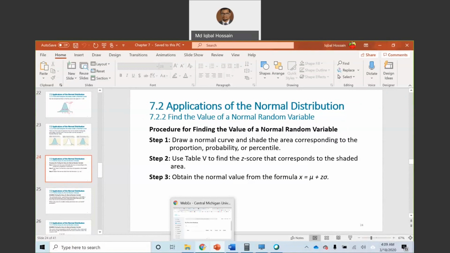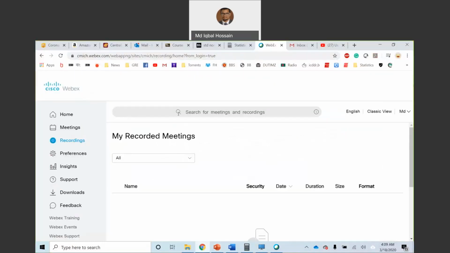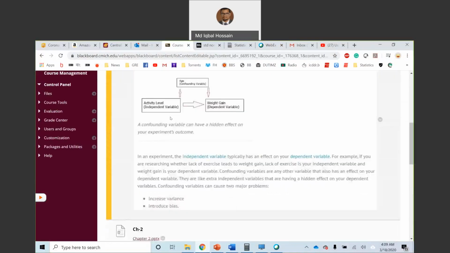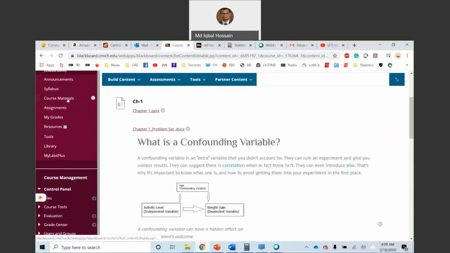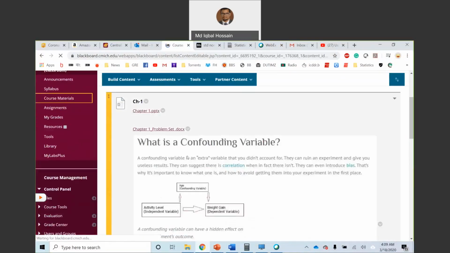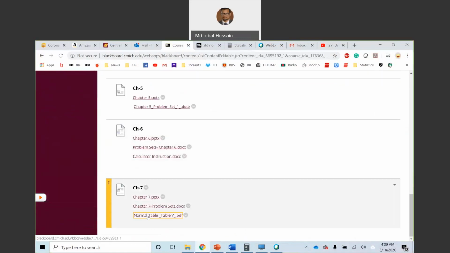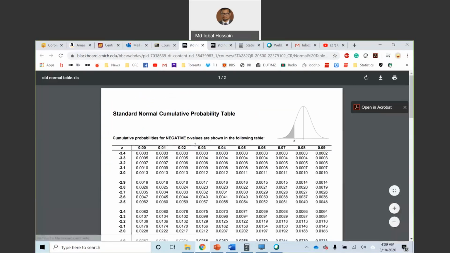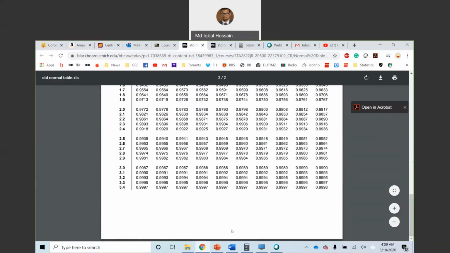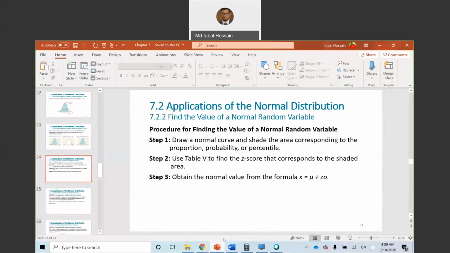Now if we go to the browser, we see here under course, when you are going to do your Blackboard, under course material find chapter 7. In chapter 7 you have the normal table. This is our standard normal probability table from the left. So this table we will use to find out the area. Right? So let's go to the PowerPoint now.